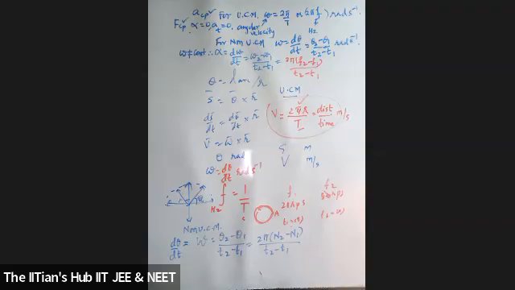So what is n in the formula? N is the number of rotations, the number of revolutions. Number of revolutions. Come on, Yash. Answer.